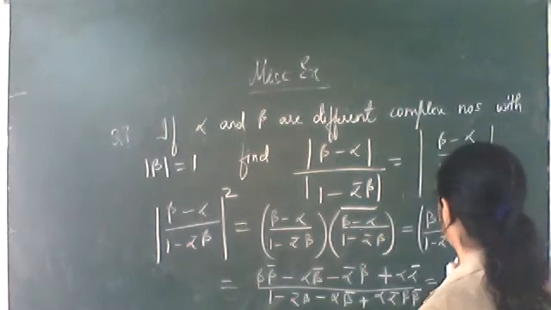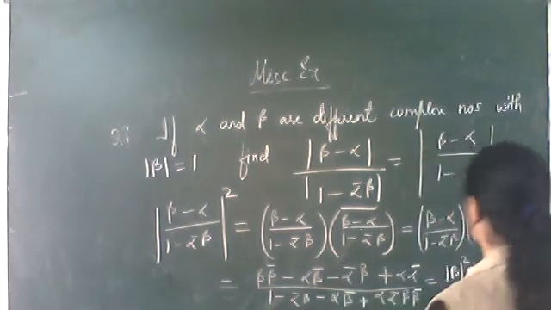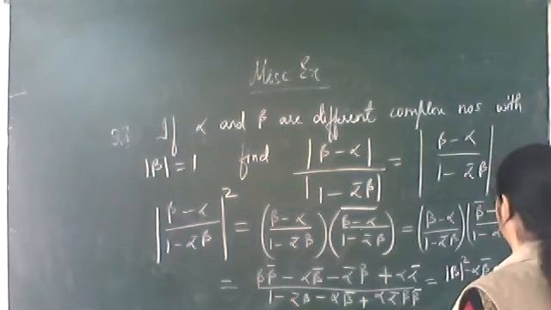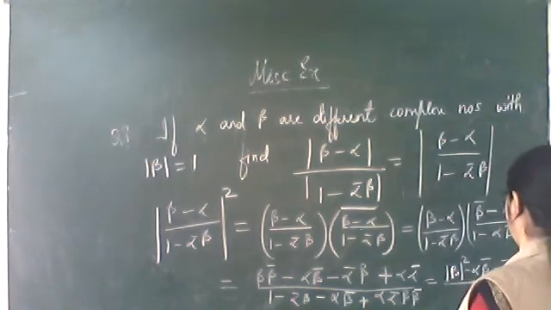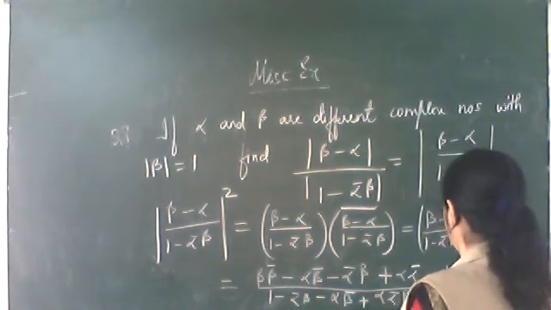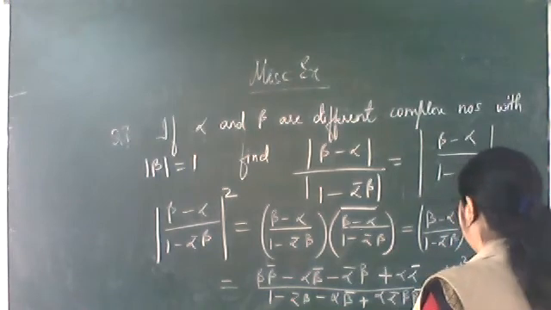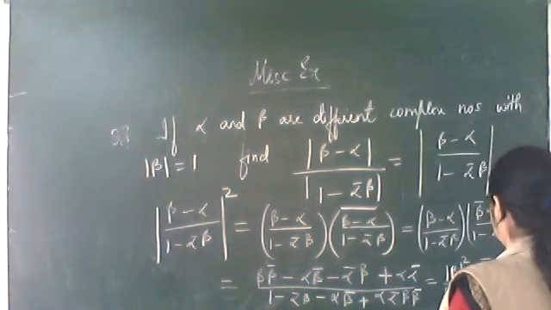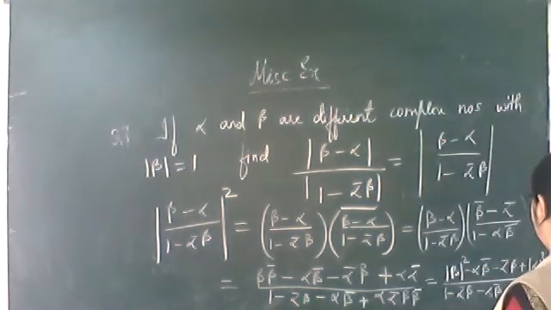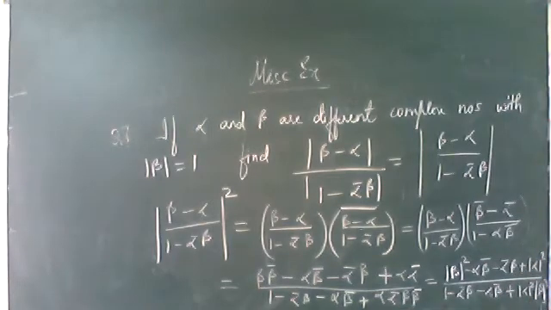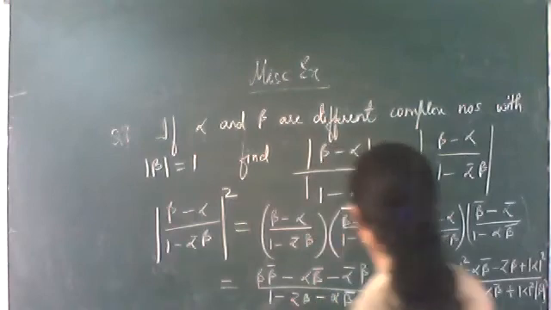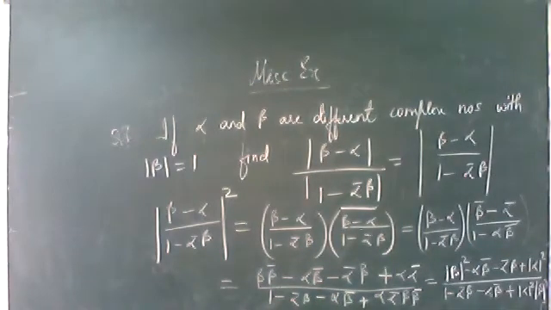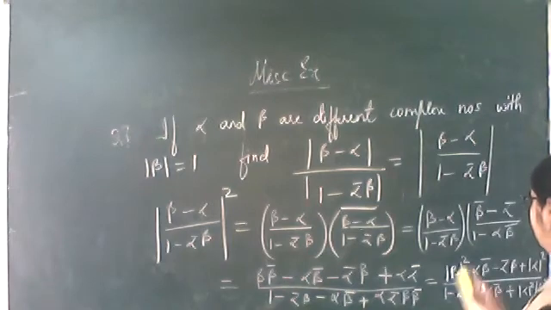Mod of beta square minus alpha into beta conjugate minus alpha conjugate beta plus mod of alpha square, divided by again 1 minus alpha conjugate beta minus alpha into beta conjugate plus, now alpha into alpha conjugate will be what? Mod of alpha square, mod of beta square. Beta into beta conjugate will be what? Mod of beta square. Now you just see, if modulus of beta is 1, then modulus of beta square will also be what? 1. So I am doing it in this step only. This value will be equal to what? 1.